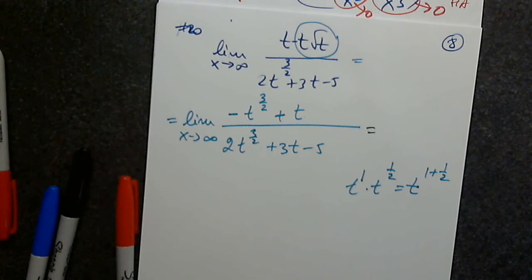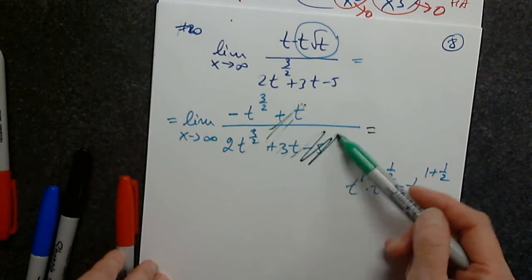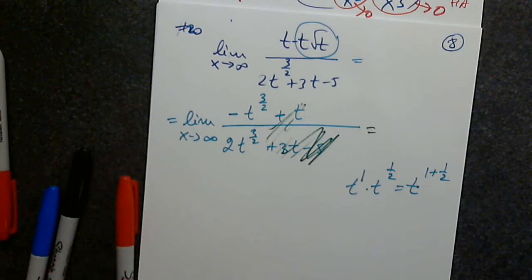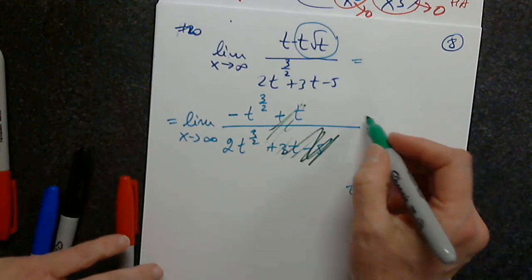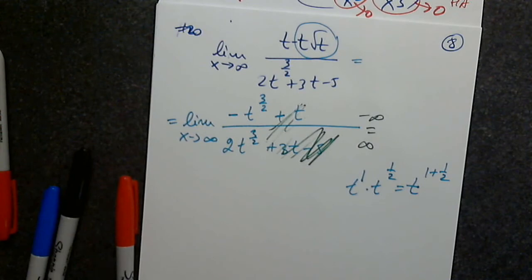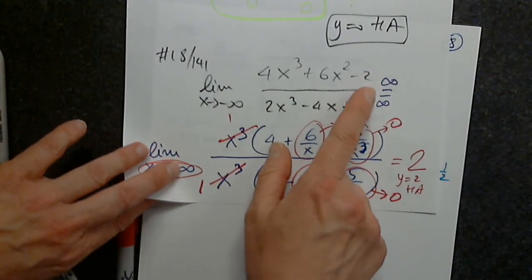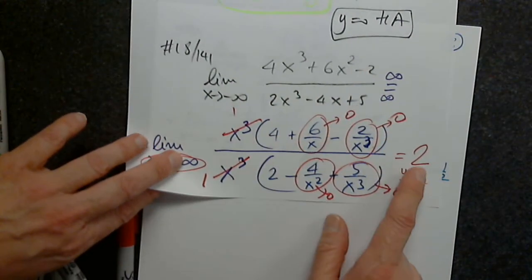And when x approaches infinity, all these don't count. Don't cross them out like that. I'm going to come back and put them in. The numerator goes to negative infinity. The denominator goes to infinity. Doesn't matter. It's still infinity over infinity. I have no idea what to expect. As you see here, we had no idea what to expect. And it turned out that infinity over infinity turns out to be 2.